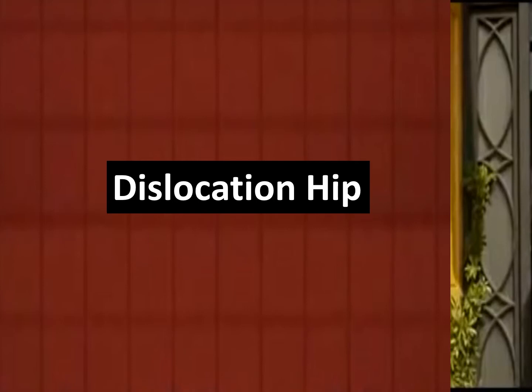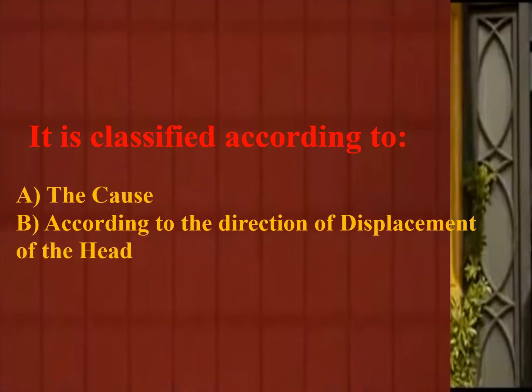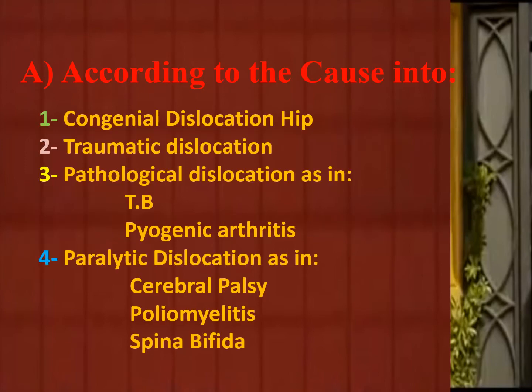First, we have to start with dislocation hip. We can classify dislocation hip according to number 1, the cause, number 2, according to the direction of displacement of the distal fragment, which is the head. If we classify dislocation hip according to the cause, we have congenital dislocation hip, traumatic dislocation, which is the subject of today, pathological dislocation, and paralytic dislocation.